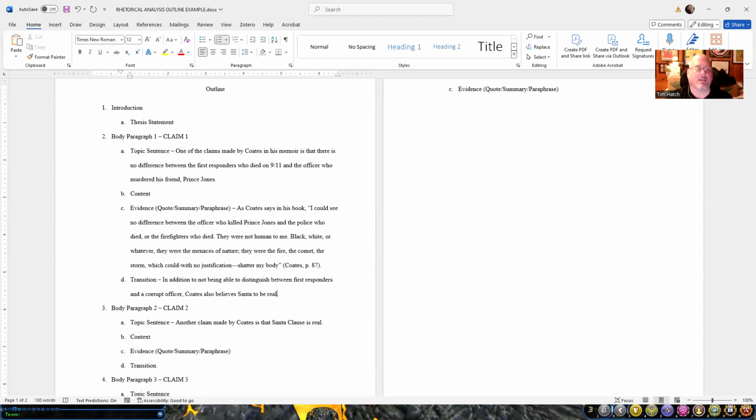See, you are transitioning in. So if I read both of these sentences together, in addition to not being able to distinguish between first responders and a corrupt officer, Coates also believes Santa to be real. And then new paragraph, another claim made by Coates is that Santa Claus is real. It's a little clunky, but again, you are not supposed to. I'm going to stop my screen share again because this is important.